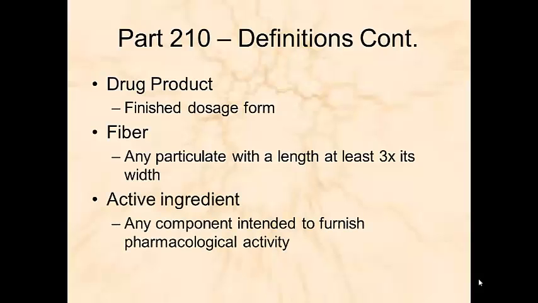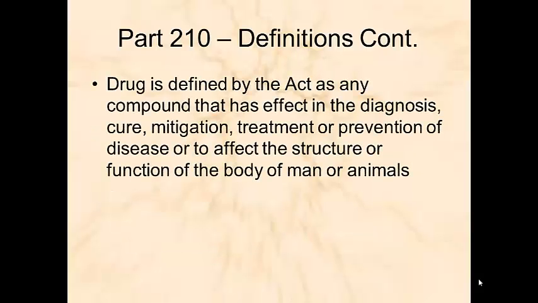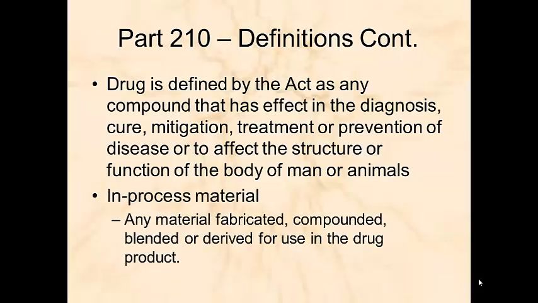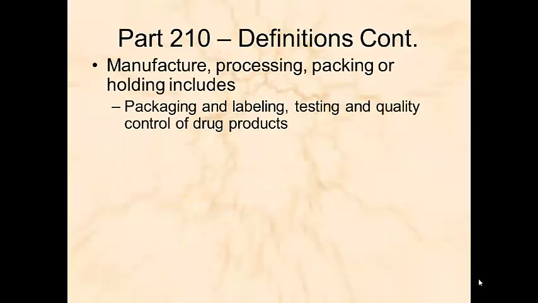Active ingredient, any compound intended to furnish some type of pharmacological activity. A drug is defined by the Act as any compound that has effect in the diagnosis, cure, mitigation, treatment, or prevention of disease, or to affect the structure or function of the body of man or animals. That could be almost anything by this definition. In-process material, any material is fabricated, compounded, blended, or derived for use in the drug product. Manufacture, processing, packaging, or holding includes packaging and labeling, testing, quality control of the drug products.